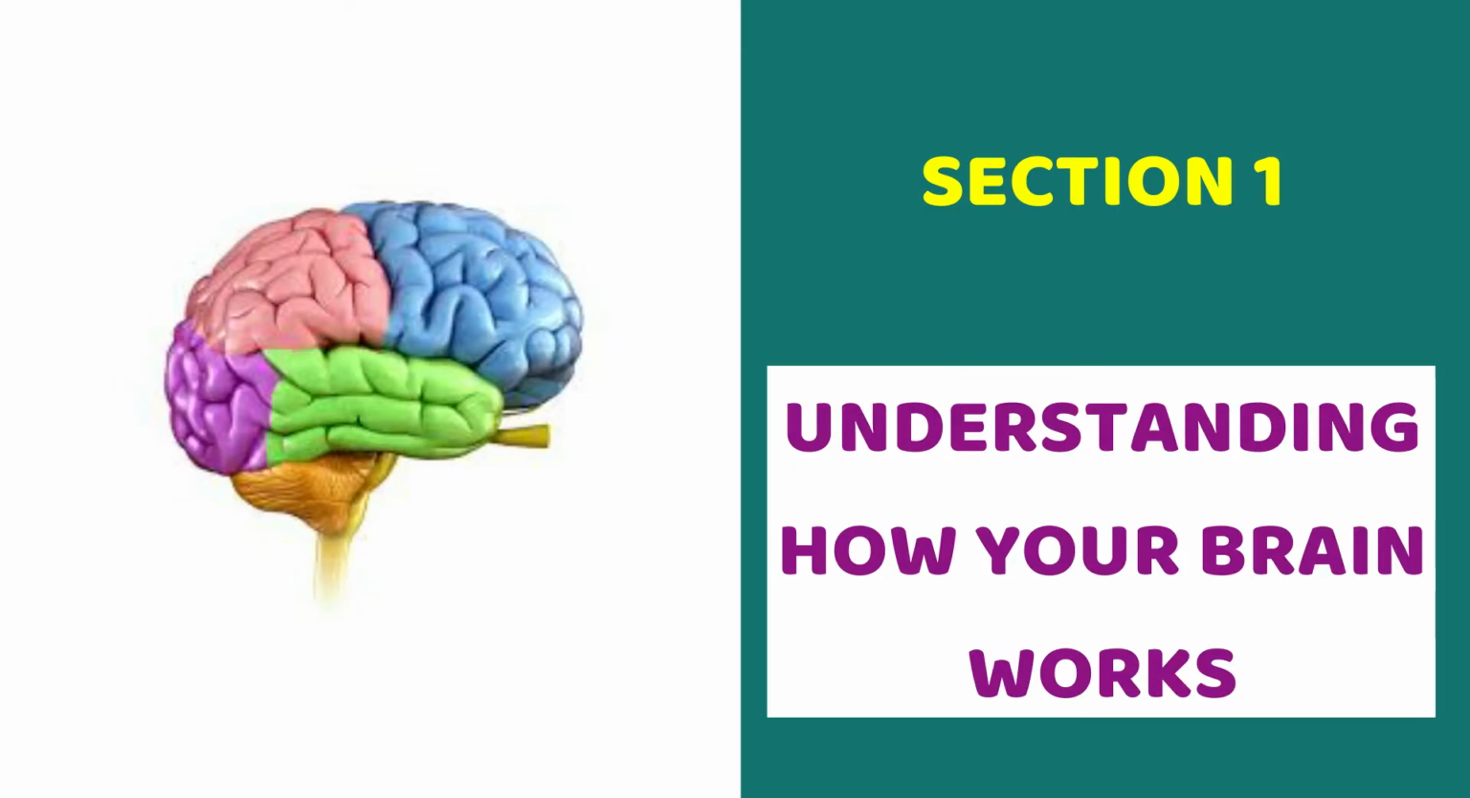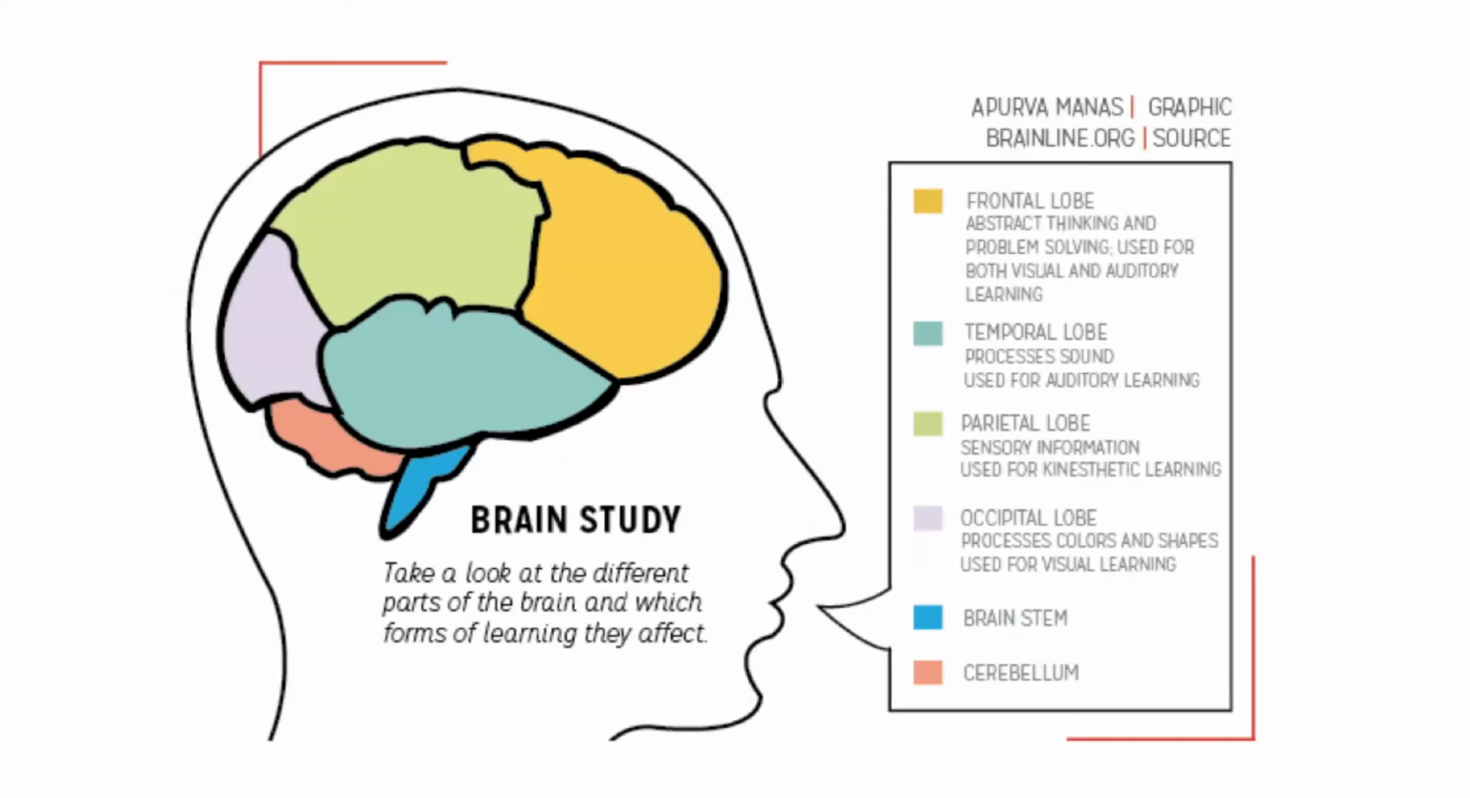Now in section 1, we are going to understand how our brain works. The human brain has been put into different parts. Some of these parts are the frontal lobe, temporal lobe, parietal lobe, occipital lobe, brainstem, and the cerebellum. The frontal lobe is responsible for abstract thinking and problem solving. That's what we use for both visual and auditory learning. The temporal lobe processes sound and is used for auditory learning. The parietal lobe is responsible for sensory information. Now that is what we use for kinesthetic learning. The occipital lobe processes colors, shapes, and is used for visual learning.